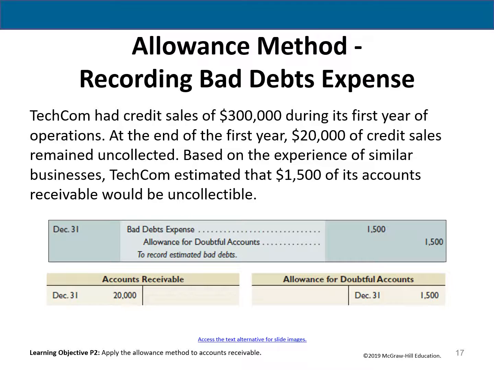So say here, TechCom had credit sales of $300,000 during its first year of operations. So they sold on account $300,000. By the end of the year, $20,000 is still remaining in accounts receivable. Based on experience of similar businesses, because remember, this is their first year, TechCom says, what does our competition usually not collect? Based on their own sales and the experience of their competitors, they figured about $1,500 of its accounts receivable won't be collected.